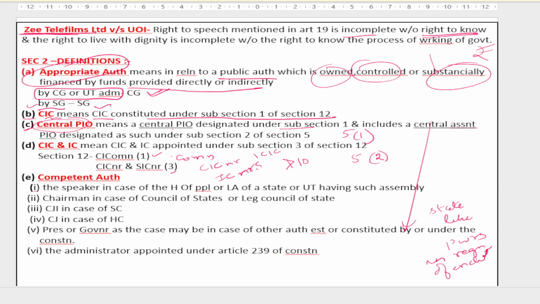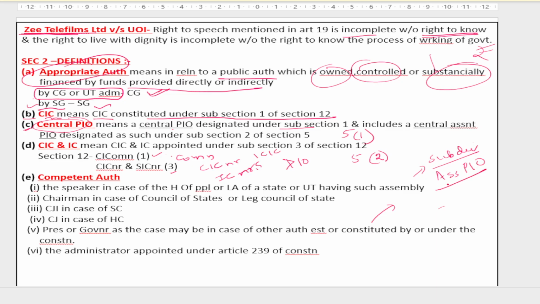Now, what is a Central Assistant PIO? The Central Assistant PIO is appointed usually at the subdivision level, that is at the block level, in order to ease access of the people for the right to information. How? Because in big districts, people are sometimes unable to access the district level because there is a lot of travel time and a lot of expenditure involved. So for ease of access, at the subdivision level an assistant PIO is provided.